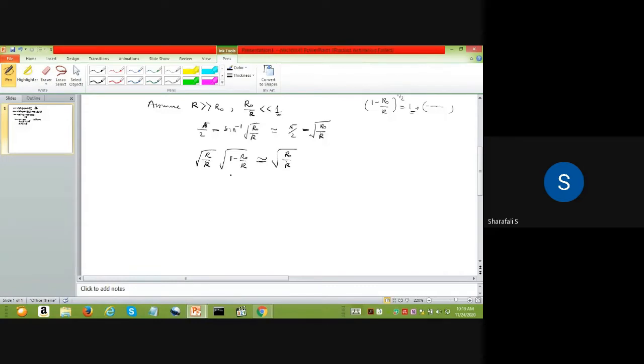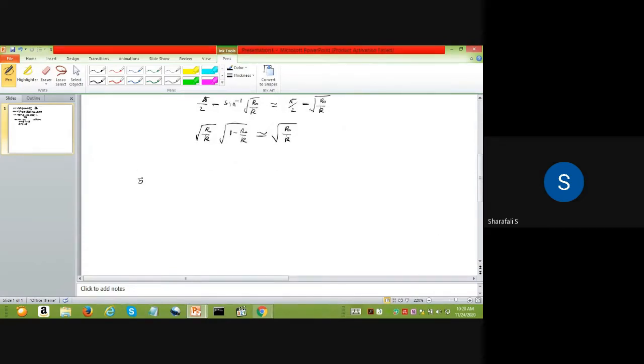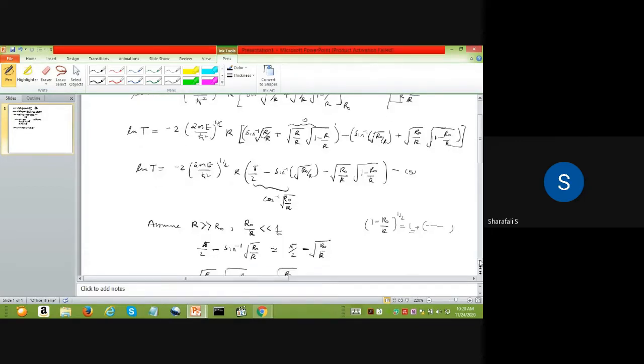Okay. So the result you can give some equation number. I don't know which equation number I have used. Let's say this is 5, or you can use any equation number in your own way. So 5 implies again ln of t will become minus 2 times (2 m e by h cross square) all raised to 1 by 2 into r times pi by 2 minus root of r0 by r minus root of r0 by r, because this term will also become root of r0 by r. So it will be pi by 2 minus root of r0 by r minus root of r0 by r.